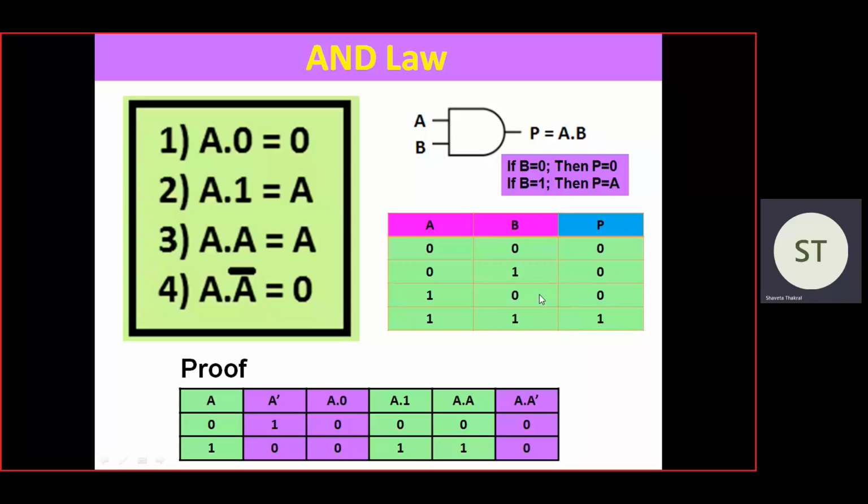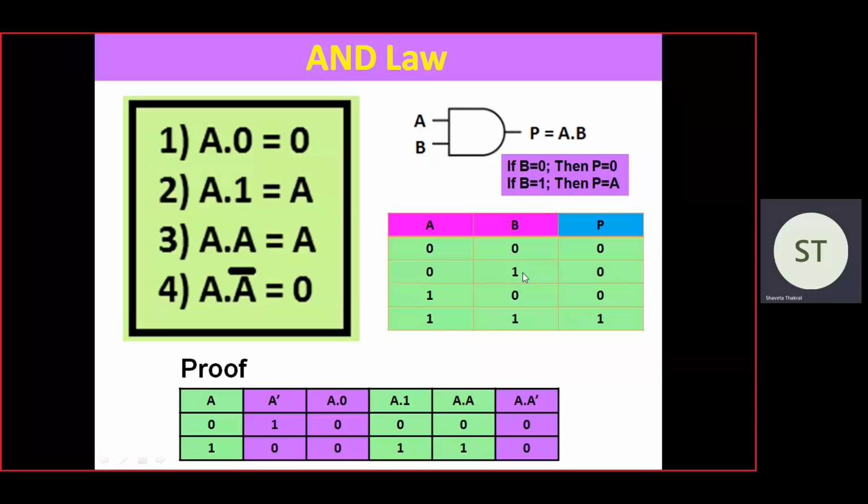So what is the logic behind the AND gate? If all the inputs are 1, then only the output is 1. In the remaining 3 cases the output will be 0. From this logic we can identify what happens if we keep B constant, which can be 0 or 1. If we put B as 0, then we get P equal to 0. We can see here if B is 0, P is 0. Here also B is 0 and P is 0. So irrespective of A, whatever A we apply, if B is 0, the output we get is 0.